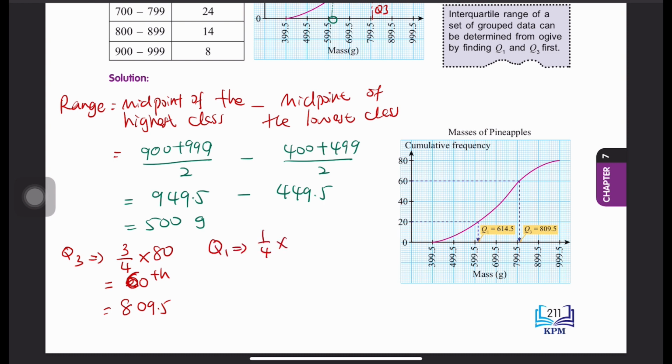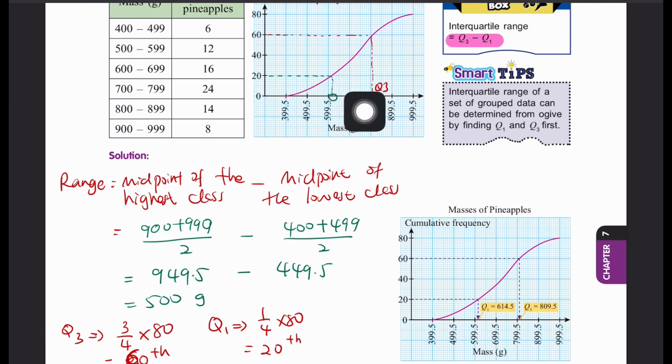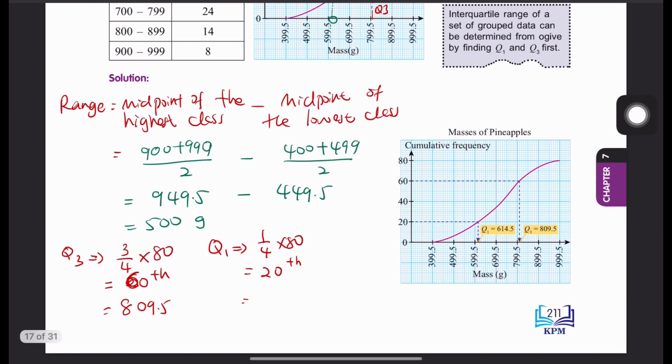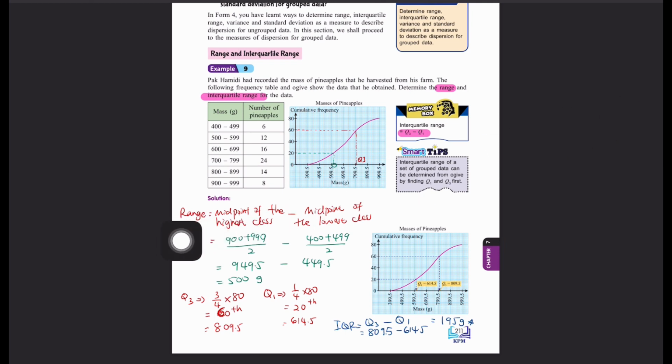So one quarter times 80, we will get 20. So the 20th data. We got that earlier, so here is the frequency. You can see, we will get 614.5. So our interquartile range is equal to Q3 minus Q1, so 809.5 minus 614.5. Our answer is 195 gram. That is how we find the range and the interquartile range.